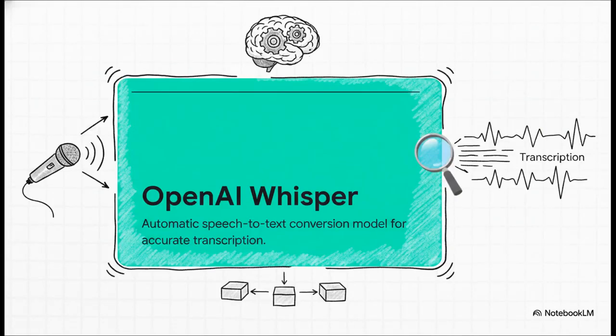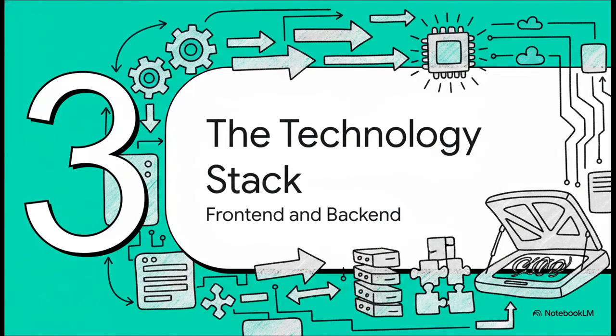Now, the real magic doing the heavy lifting here is OpenAI Whisper. Whisper is an incredibly accurate, open-source automatic speech-to-text model. You can think of it as the brain of the whole operation. It listens to the audio extracted from your video and reliably translates those spoken words into highly accurate text, complete with precise timing. Let's peek under the hood in part 3, the technology stack.